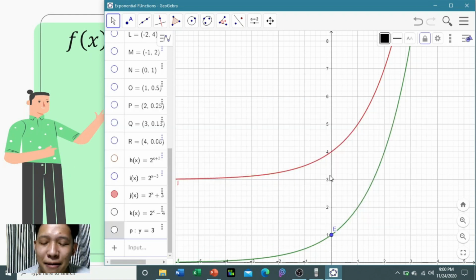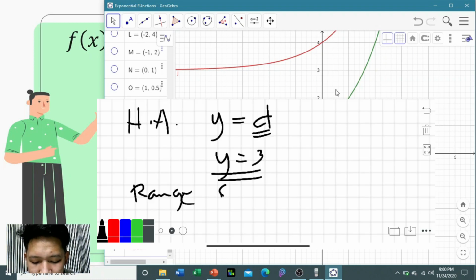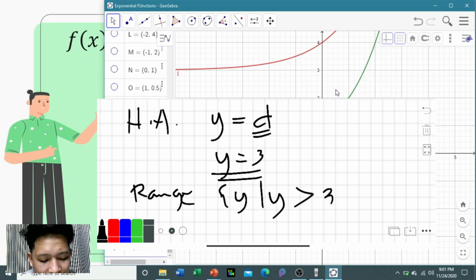So, kung mapapansin naman po natin sa ating graph. And, so, if our horizontal asymptote is at y equals 3, then our range would be at what? Okay? So, our range should be all sets of y such that y is greater than 3. So, nabago lang po yung ating range.